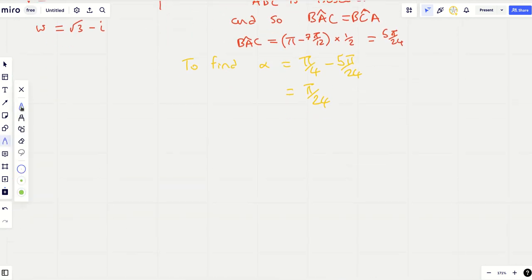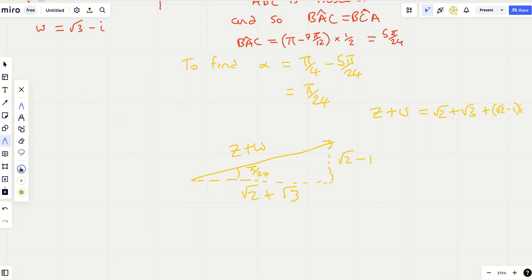Well, let's actually draw it, yeah? We've got z plus w here. And remember we know what z plus w is because we had z and we had w. It will be, was it root 2 plus root 3 for the real part, and then root 2i minus i, so that will be root 2 minus 1 i for the imaginary part. That tells me everything I need to know because I know that this is pi over 24, and I know the opposite, as it's the imaginary part, is root 2 minus 1, and the adjacent is root 2 plus root 3.